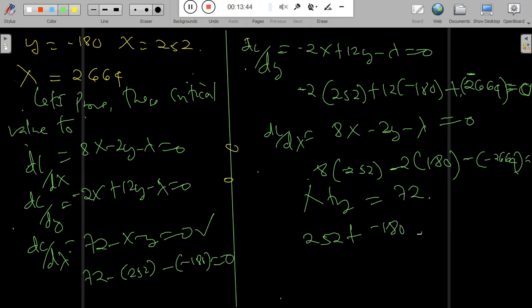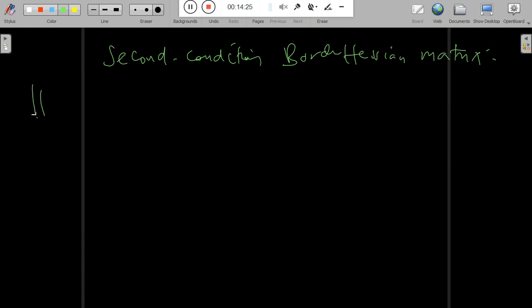Also, when you take the given budget constraint, that is x plus y, which is equal to 72, when you plug in the values of x, that is 252, and the values of y, that is negative 180, the answer will be equal to 72. And so let's now apply the second condition under bordered Hessian matrix. So this is the last step to prove if the function is maximum or minimum under the given optimization principles.